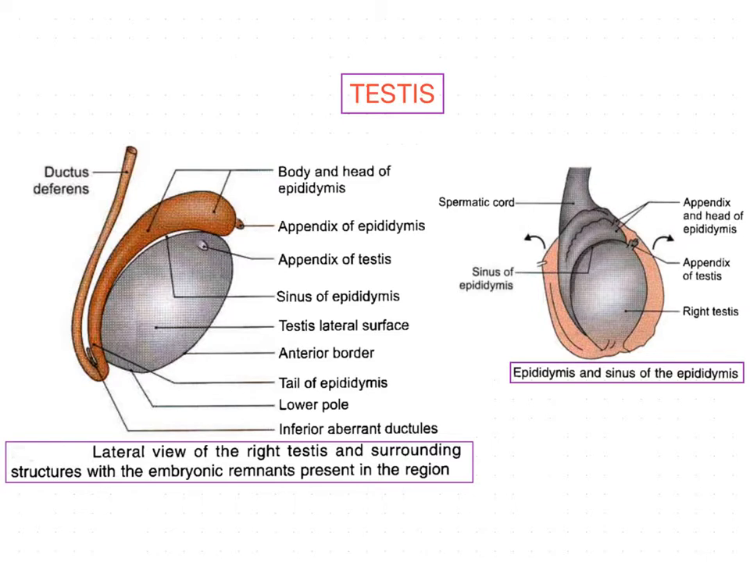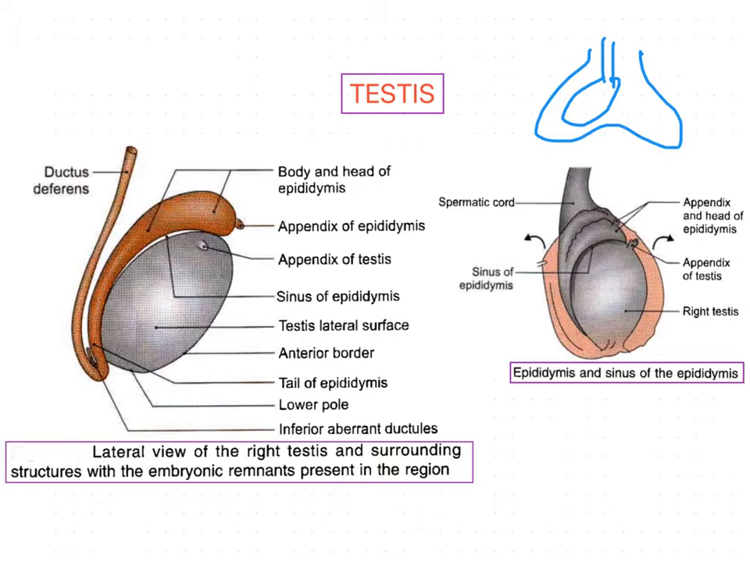Now in this session, that is male external genital organs part 3, testis. We are going to discuss the testis. The testis is the male gonad, or male sex gland, which is homologous with the ovary of the female. The testis is suspended in the scrotum by the spermatic cord.